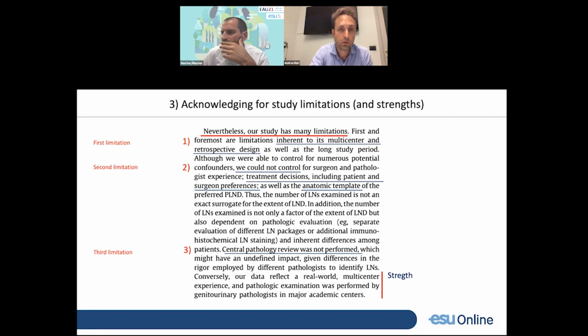The authors acknowledge study limitations. So you can see the first limitation is the study design, multi-center, retrospective. A second limitation is that the authors cannot control for treatment decision, and in particular patient and surgeon preference, and they don't have information about the anatomic template of lymph node dissection. The third limitation is that central pathology was not included.